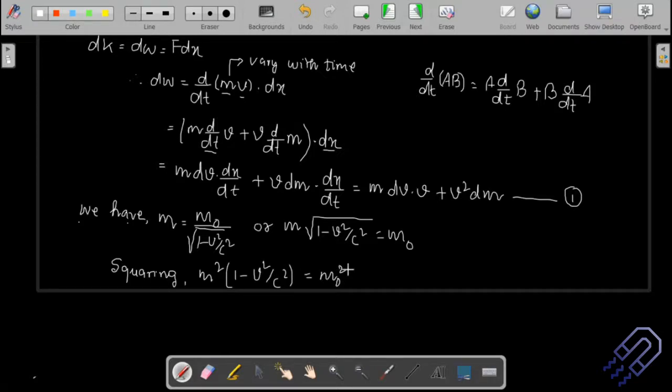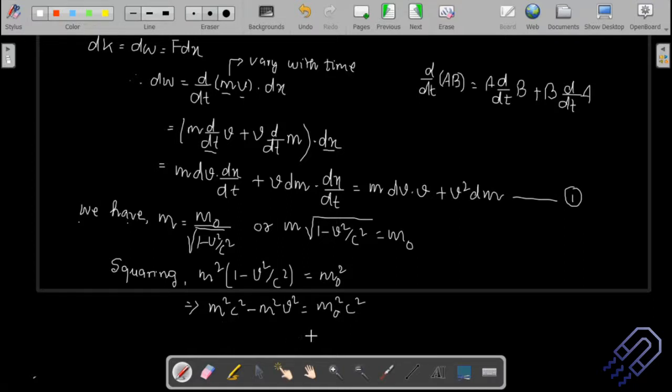So I can take the LCM here and cross multiply, and there I can open the bracket. If I do that, this would be m square c square minus m square v square is equal to m naught square c square. If taken the LCM, c square gets cross multiplied here, and it will be c square minus v square. Open the bracket and you get this term. So we can have this relation.